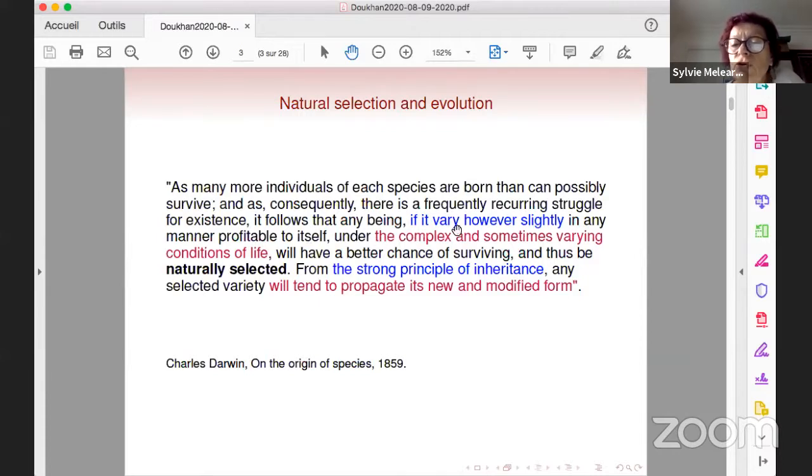so here we introduce the notion of variation, small variations, which are due essentially to mutation, which arrive at the molecular level. And so here you can imagine that you have mutants which arrive in the population under the complex and sometimes varying conditions of life. Here appear the environmental conditions. So we will have a better chance of surviving and thus be naturally selected. From the strong principle of inheritance, any selected variety will tend to propagate its new and modified form.